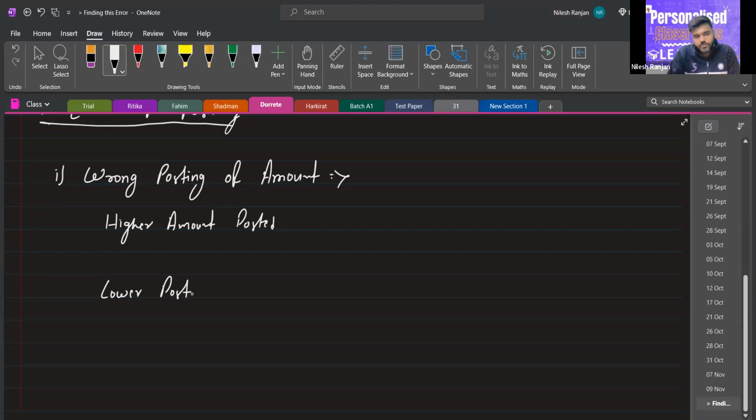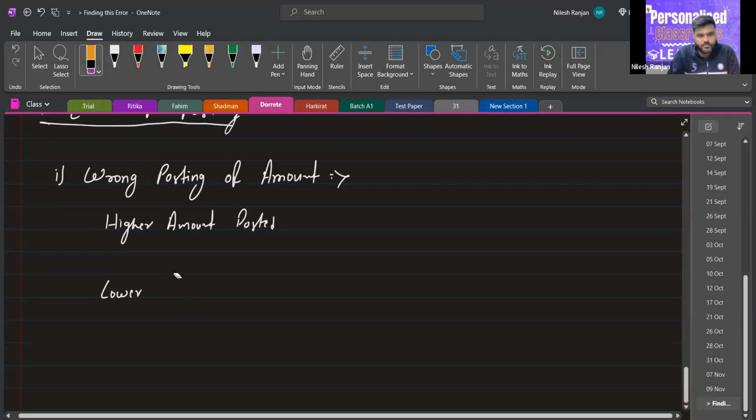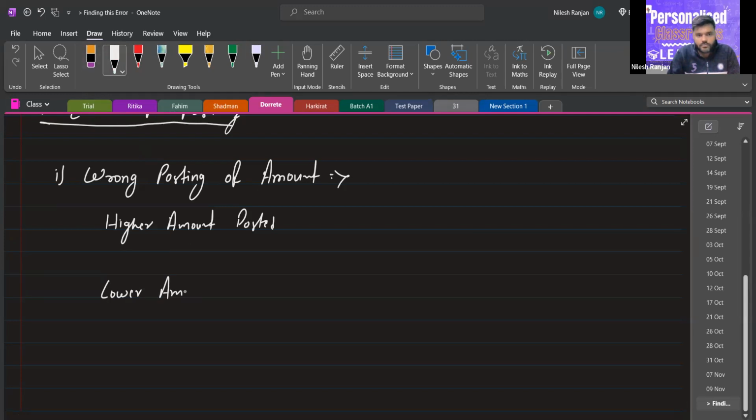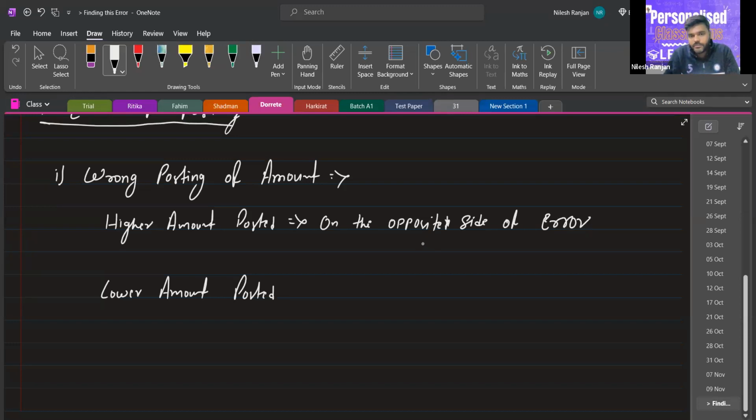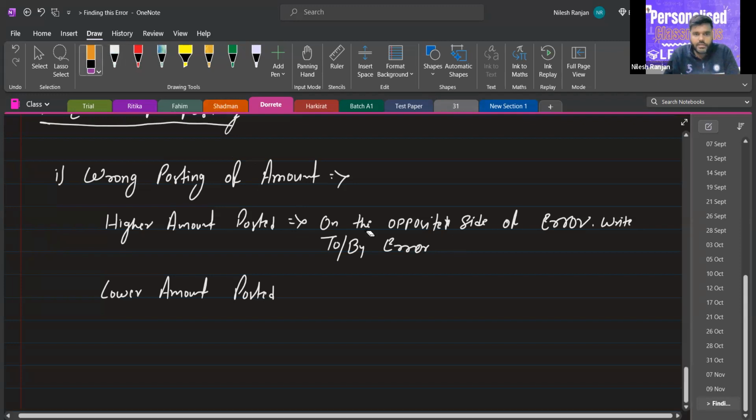So if a higher amount is posted, I told you whenever there is a higher amount on any side, then you can correct it by writing the excess amount on the opposite side. So on the opposite side of error, write "to or by error, wrong posting of".